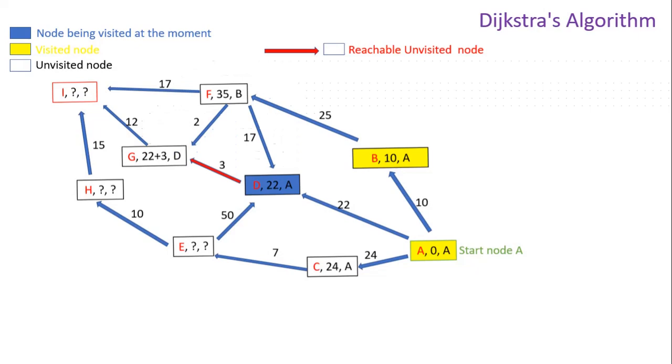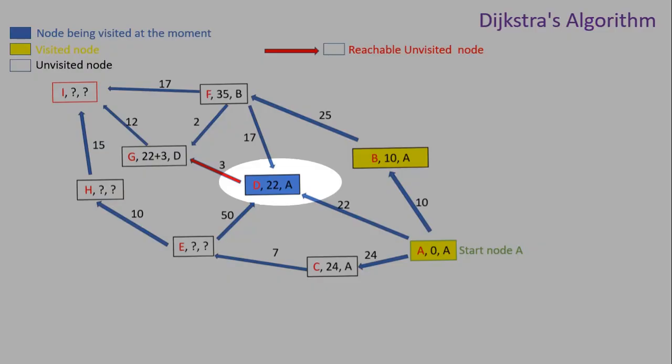Now we repeat the cycle again. We change B to visited, mark it with yellow. Then we compare the best cost of the unvisited nodes, and we get D is the next node to visit. D has one unvisited reachable node, which is G. We compute the best cost of D, which is 22, plus the edge length that connects them, which is 3, equals 25. The current best cost value is unknown, so we replace it. And because of that we should replace the previous node value with the value D.